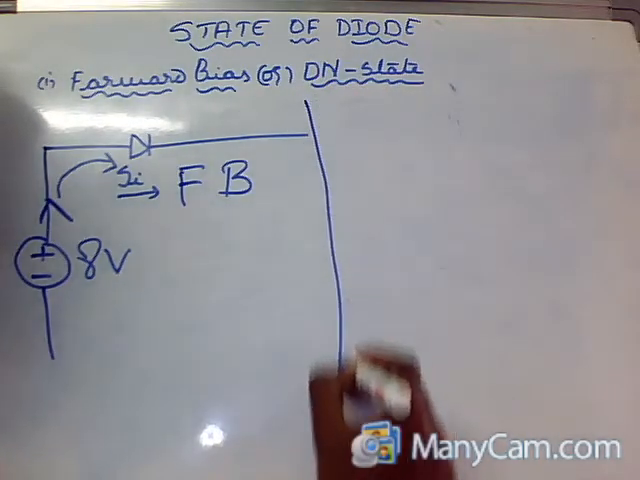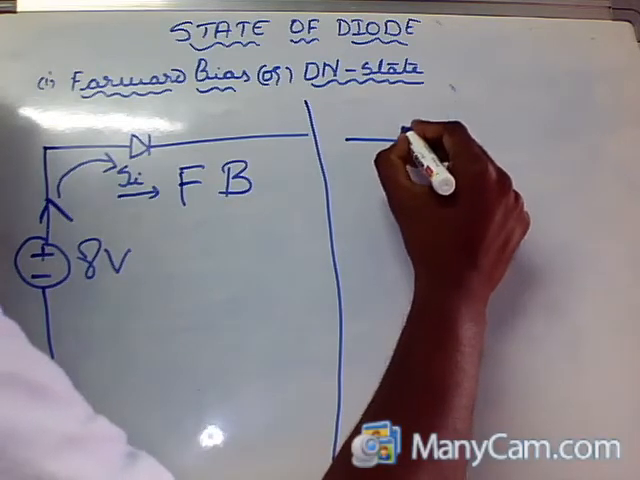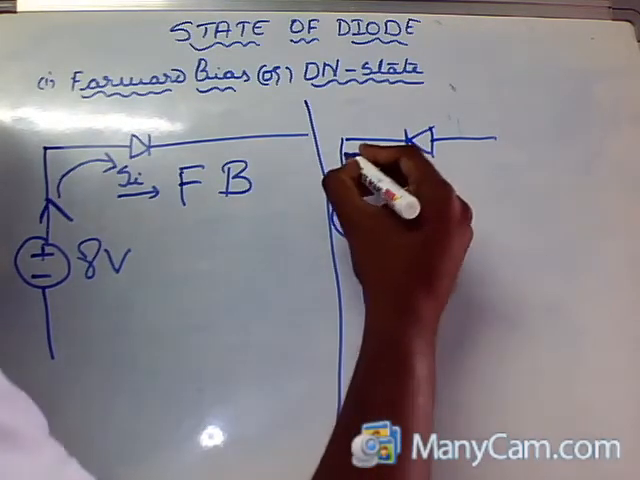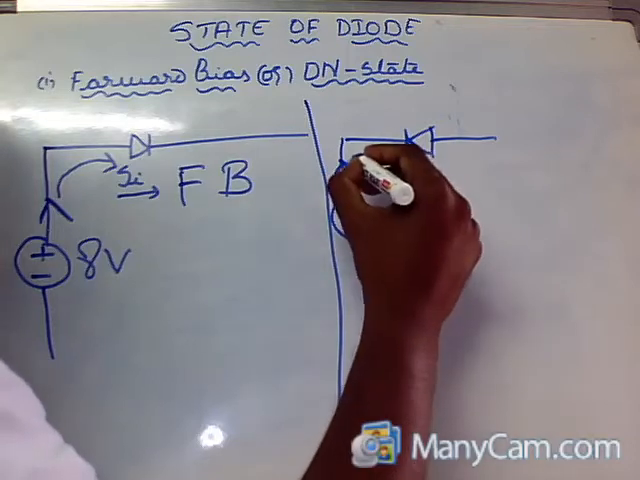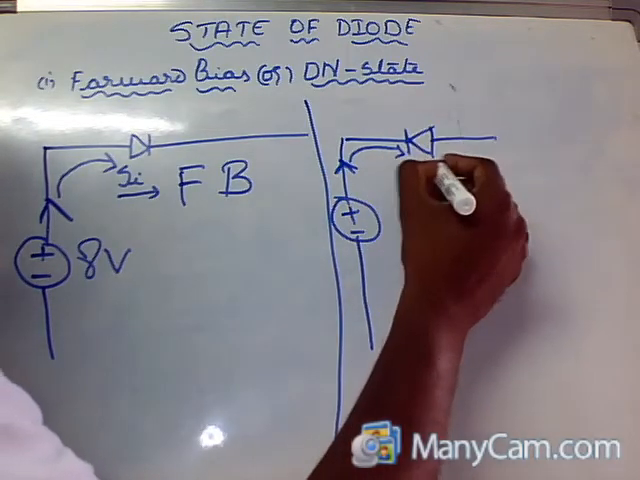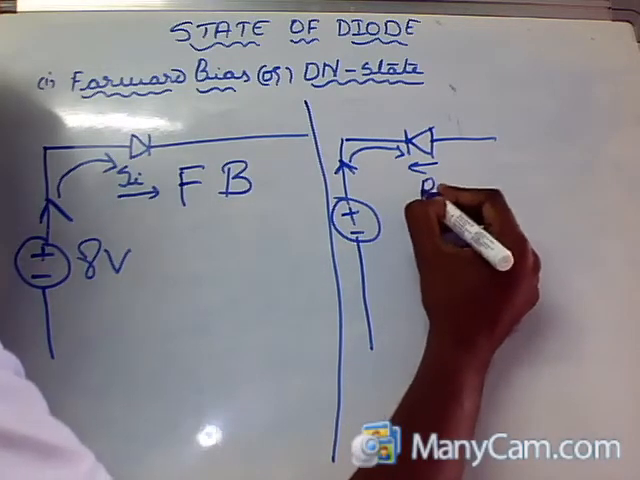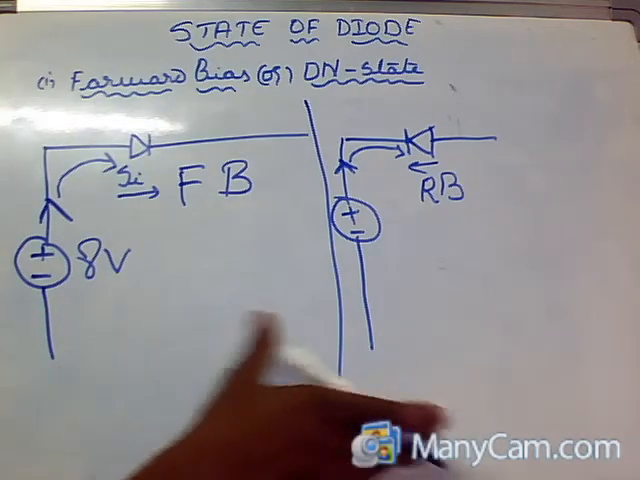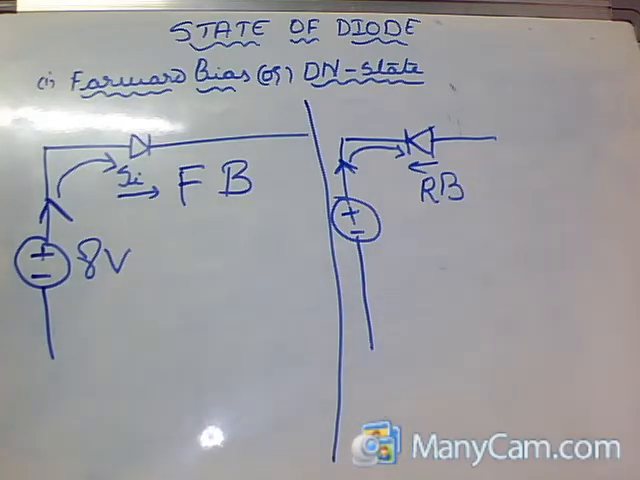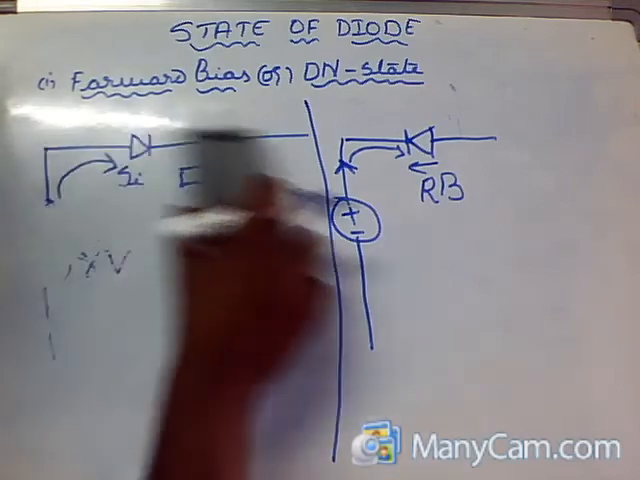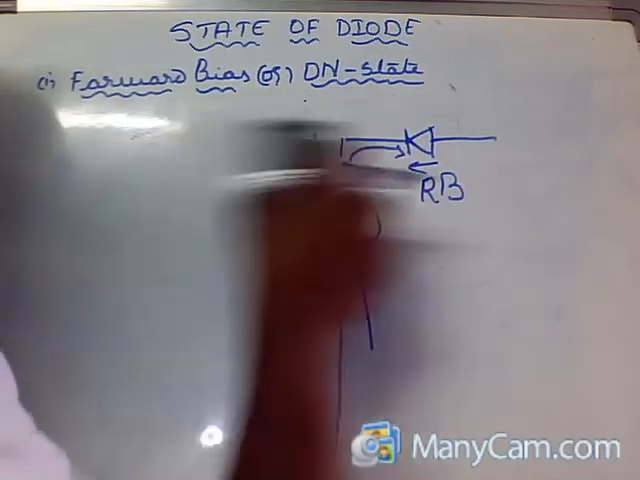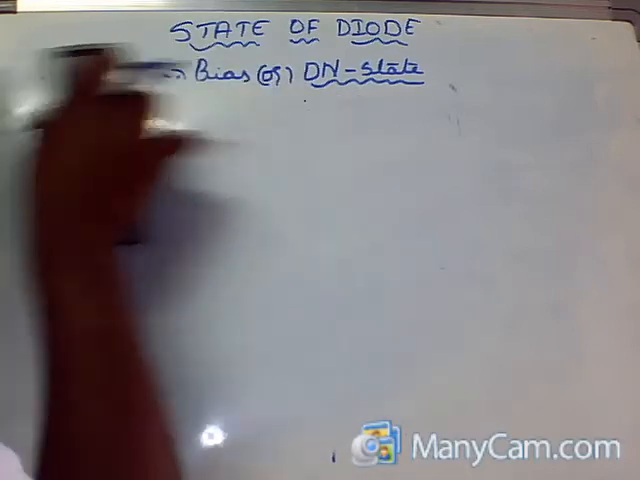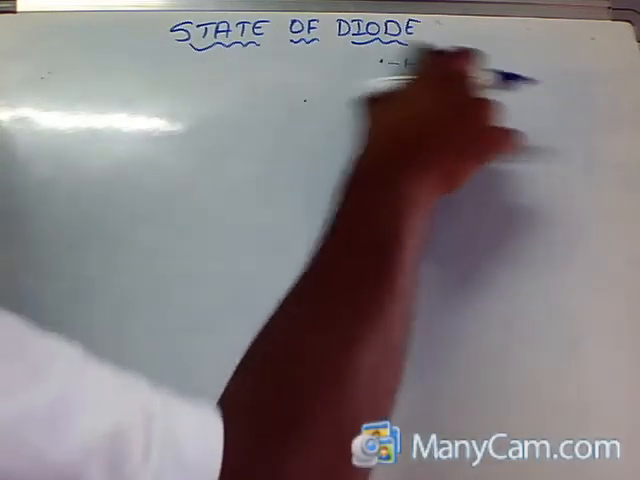At the same time, when my diode is oriented in this pattern, my current is opposite to the direction of the diode. So now my diode is reverse biased. These are the simple steps to find the state of the diode. So first, the state of the diode is found, and the next step is just to replace the diode with its approximate equivalent model.